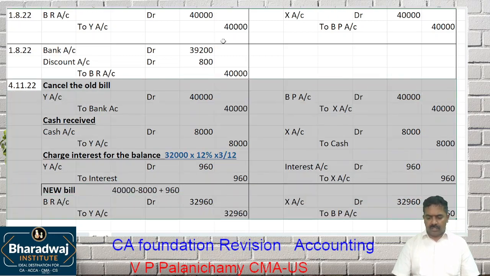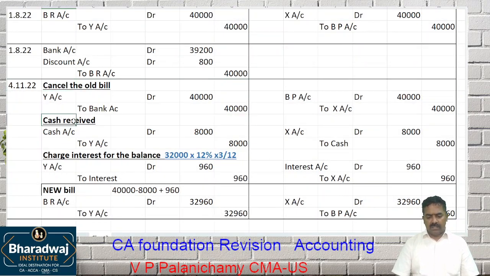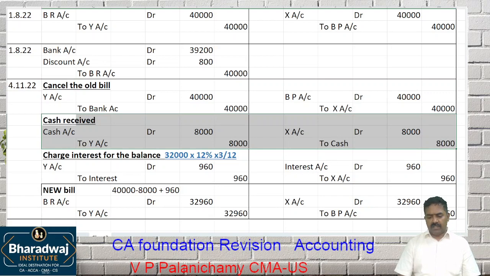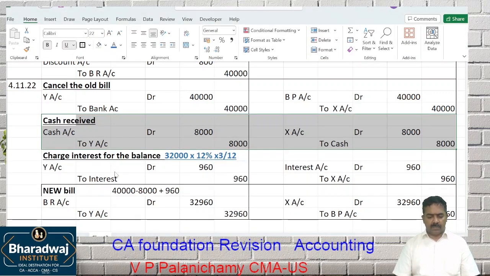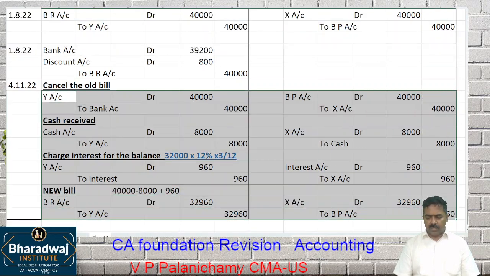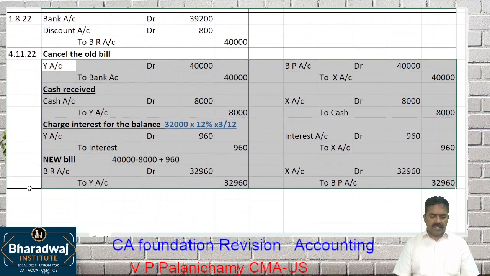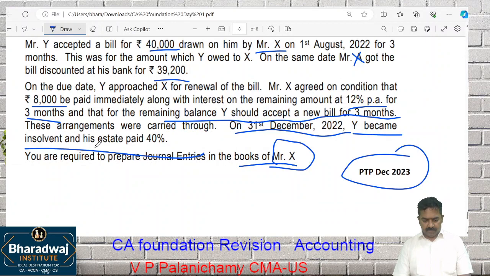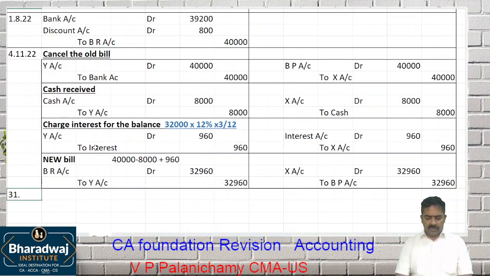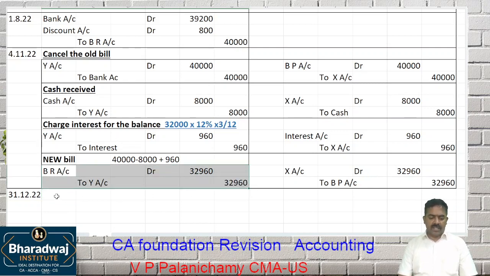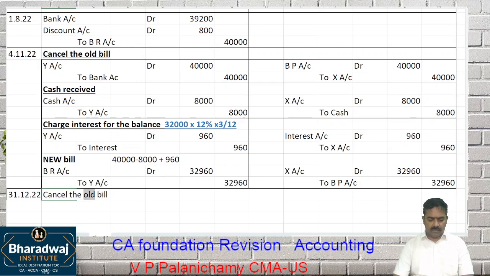So on the due date of the first bill, what do we do? Cancel the old bill, record the cash received, then charge interest for the balance, then draw the new bill. Then is the money received or not received? When? On 31st December 22 itself, the other party became insolvent. What to do? You have to cancel the bill. What is the entry for cancelling the bill? Debited to bill.